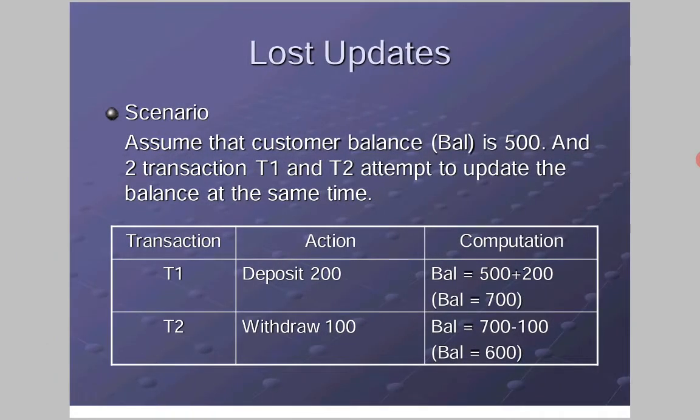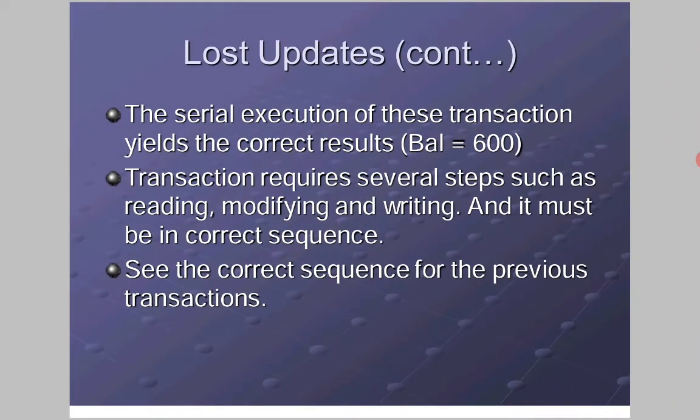These are two different transactions. But when these two transactions operate at the same time by different users on the same database table or same records, the information is not updated properly. The serial execution of these transactions yields the correct result: balance is equal to 600. A transaction requires several steps such as reading, modifying and writing.